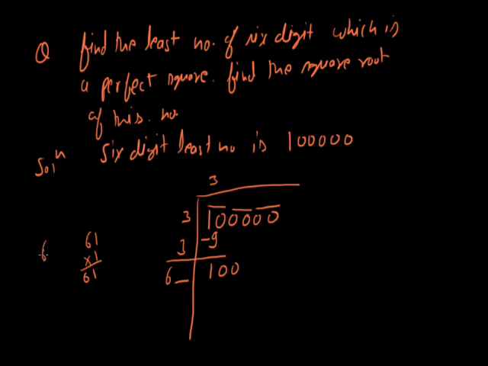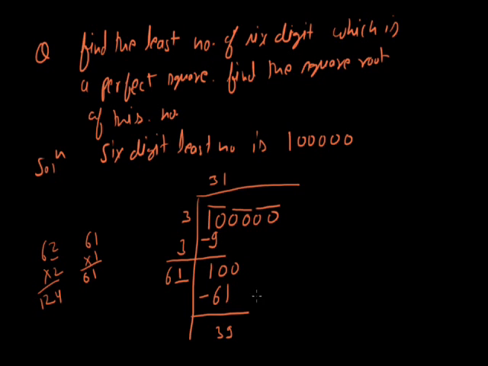Let's say if I put 2 here, so I have to multiply with 2. 2 into 2, that is 4. 6 into 2, that is 124. So 124 is greater than 100, so I have to put 1. So that's why I have to put 1 here and 1 here. So 61 into 1, that is 61. So I have to subtract 61 from 100, so 39 is left.